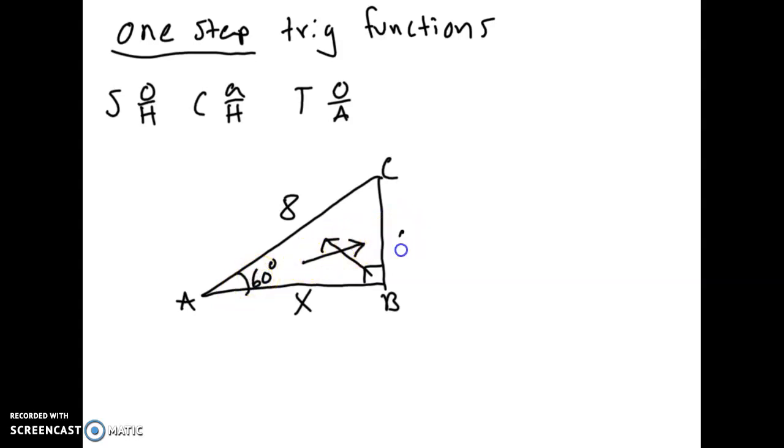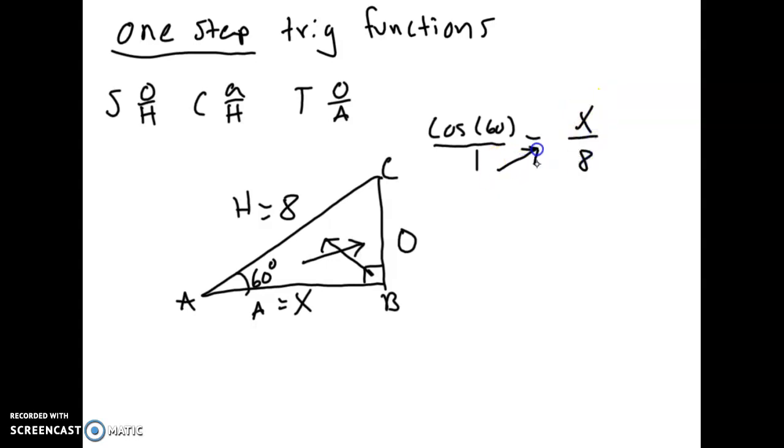So across the theta angle is my opposite side, across the 90-degree angle is my hypotenuse side, and then this x, the unknown, is my adjacent side. So I have A and H, so I'm going to use cosine. So I'm going to say the cosine of 60 degrees, I'm going to make sure to put it over 1 because it's a ratio, is equal to x over 8.